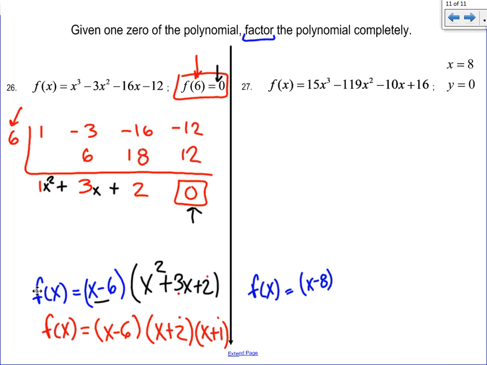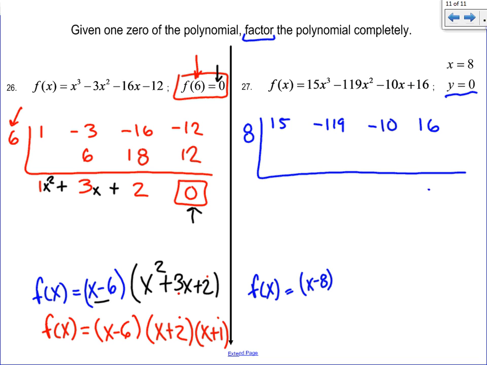All right, stepping on over to problem number 27. This one has way bigger numbers, so we're still going to set up the bracket just as we had. 15, -119, -10, and 16. All right, what am I plugging in? Looks like I'm plugging in 8. What I'm hoping to get here is 0.